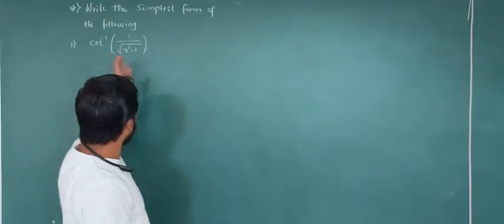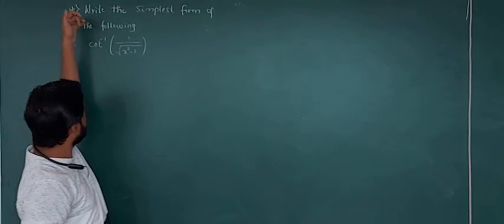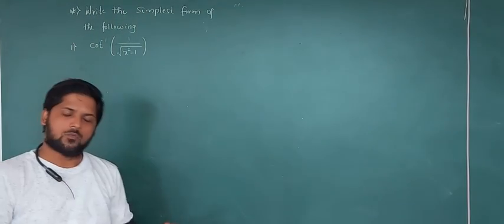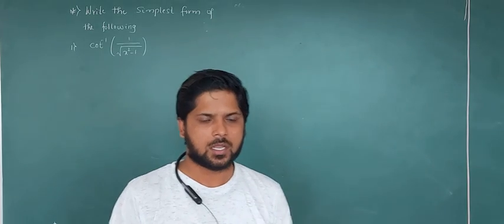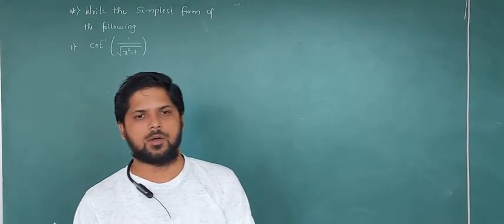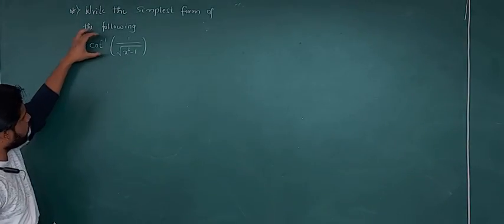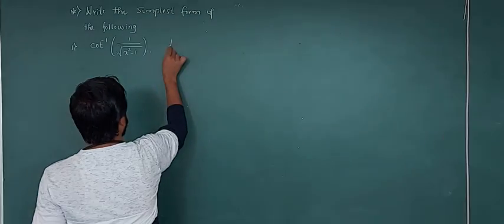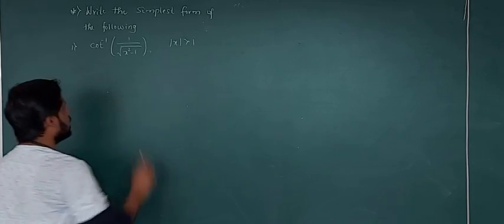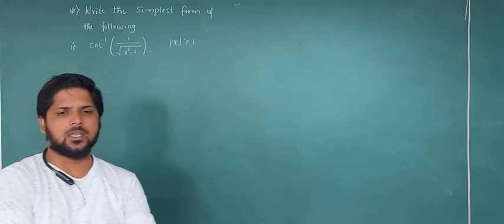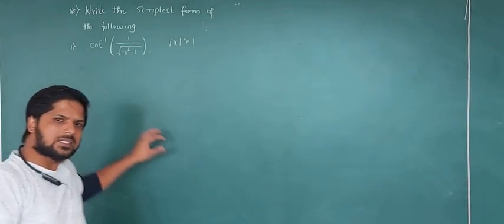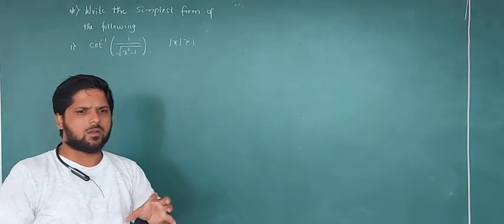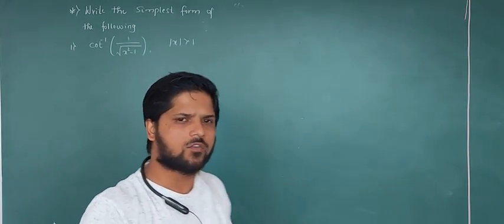In that, today we will solve some of the examples on simplest form. Here we have to convert the inverse function into its simplest form. For example, consider cot inverse of 1 upon square root of x square minus 1. Here x is in the denominator, so mod x is greater than 1. This is the condition. Here we have to convert this example into the simplest form. We have to get a value of this function.